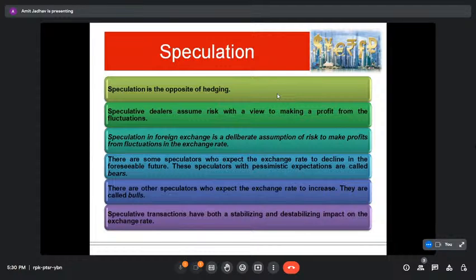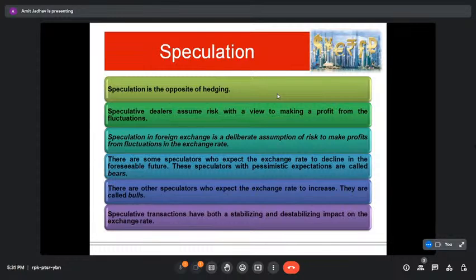So speculation in foreign exchange is the deliberate assumption of risk to make a profit from fluctuation in the exchange rate. Basically, the risk and the profit are the main motive. There are some speculators who expect the exchange rate to decline in the future. These speculators, with the systematic expectation, are called bears.